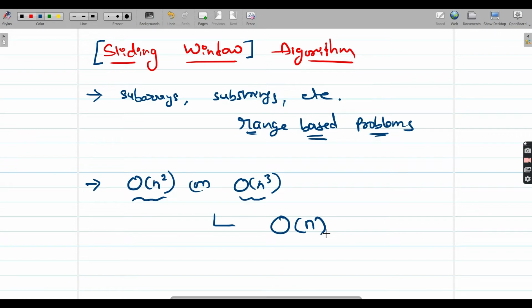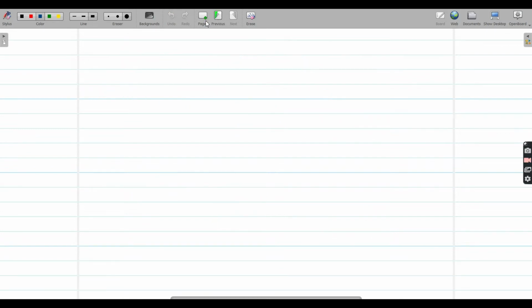Let's try to understand in real. Let's assume we are given one input array, something like 1, 2, 4, 6, 7, 8, 9. There are a total of 7 elements, and we are given a target k equal to 3. The ultimate goal of this problem is to find the sum of k elements and return the maximum, the sum of k subarrays.